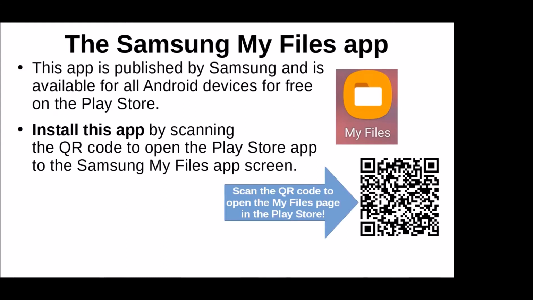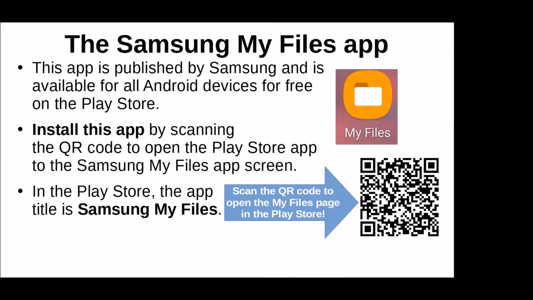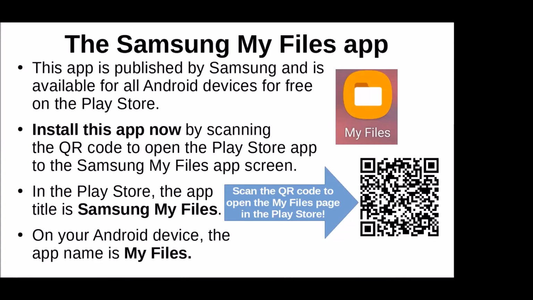You install the app, and you can access it by scanning the QR code if you want. When you scan it, it will automatically open the Play Store to the page on which Samsung My Files appears. The app title on the store is Samsung My Files, but when you install it on your phone, it's called My Files, and the icon looks like you see here.